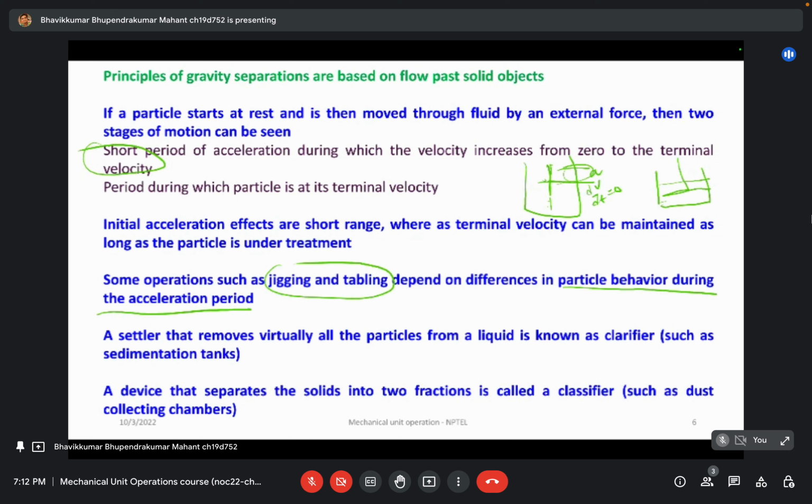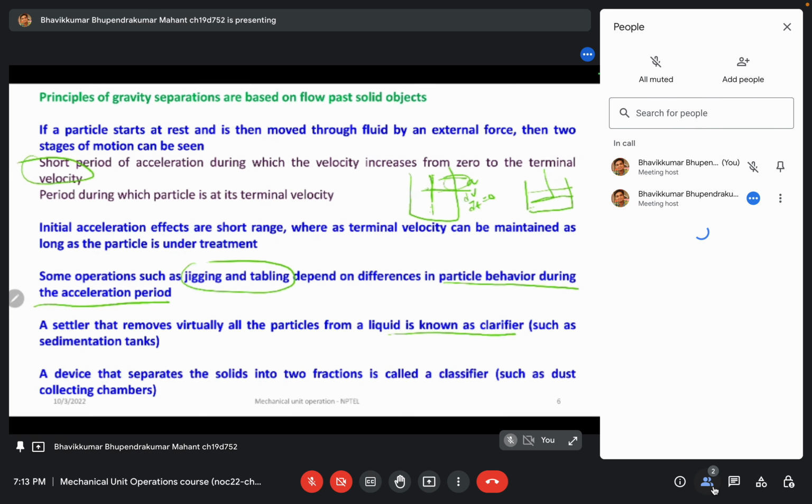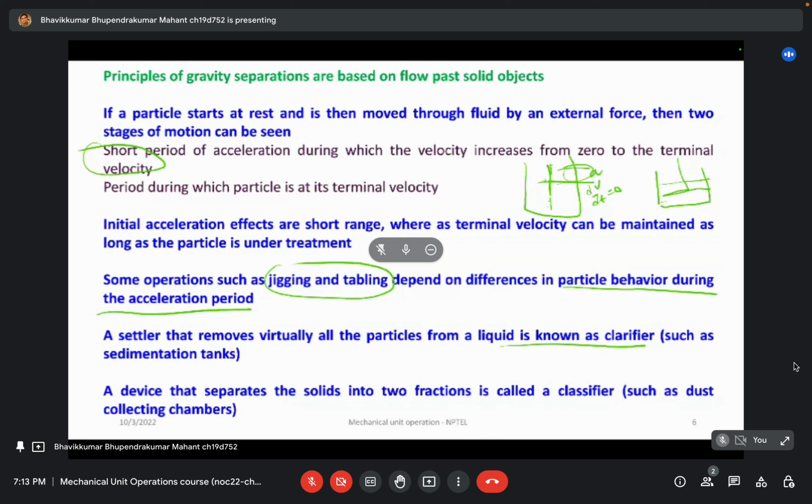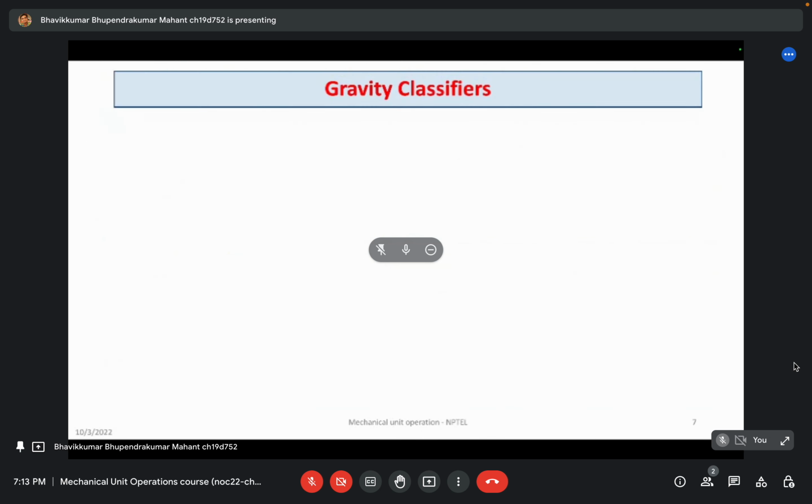There is another operation, the settler, that removes virtually all the particles from liquid, known as a clarifier, which is mostly used in wastewater treatment. There are many sedimentation techniques. And there is another operation, where a device that separates the solid into two fractions is called a classifier, such as dust collecting chambers. So the classifier is also one where we use this kind of operation.